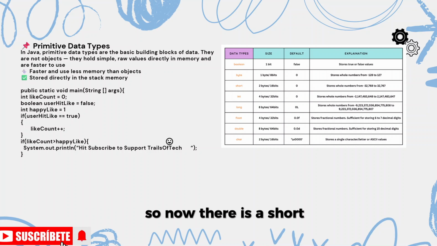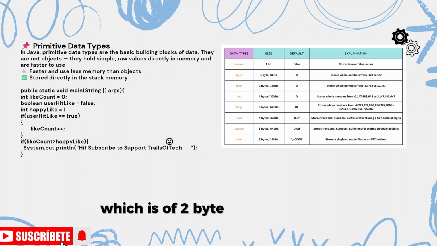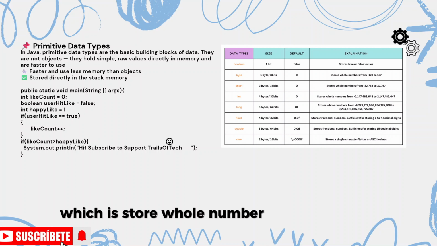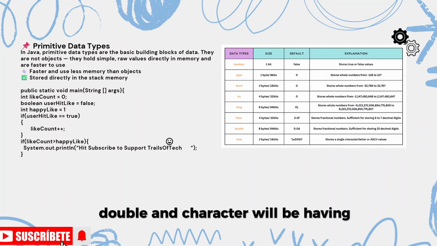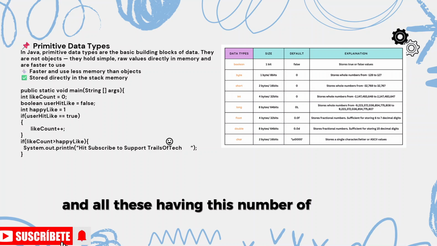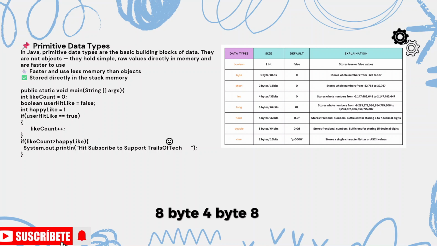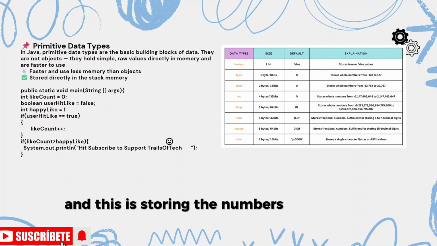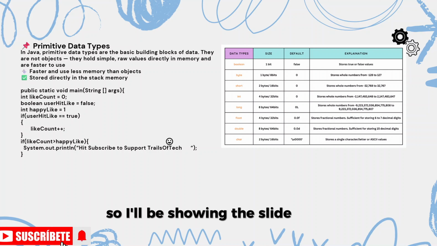Okay, so now there is short, which is 2 bytes, equivalent to 16 bits, and the default value is 0. It stores whole numbers from minus 32,768 to 32,767. Likewise, int, long, float, double, and char have sizes of 4 byte, 8 byte, 4 byte, 8 byte, and so on, storing numbers in their own ranges. I'll be showing the slide in this video, so you can check this slide out.